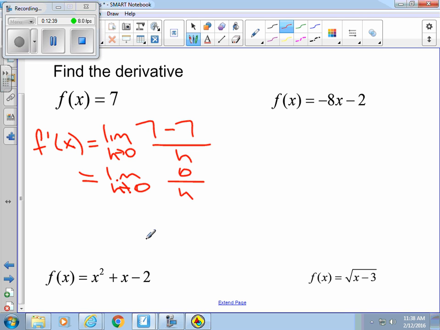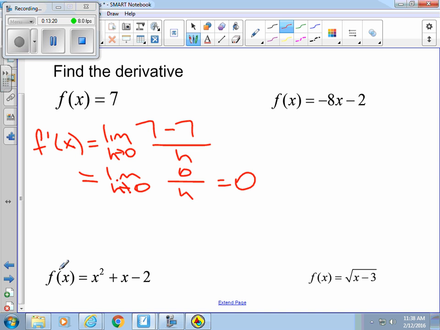Now that is a 0 over 0 limit, but probably best done numerically. What do I mean by numerically? Plug some numbers in for h. As h approaches 0, what's really close to 0? 0.001. What's 0 divided by 0.001? 0. What's 0 divided by negative 0.001? You agree that equals 0? What is the derivative again? Slope of a curve at a point. What's the slope of y equals 7? 0. Does it matter where you are? No. So does it make sense that we would get 0?